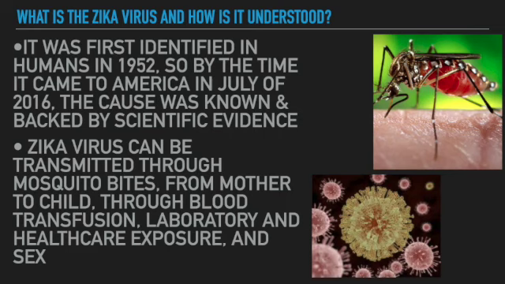Zika virus can be transmitted through mosquito bites, from mother to child, through blood transfusion, laboratory and healthcare exposure, as well as sex.